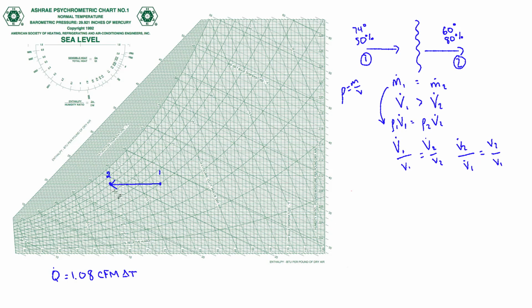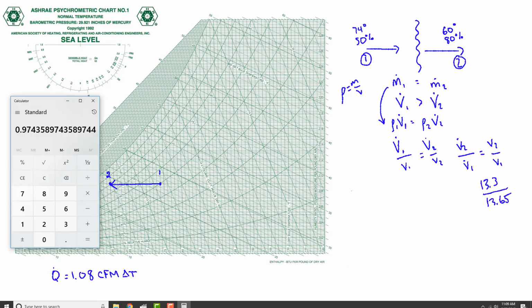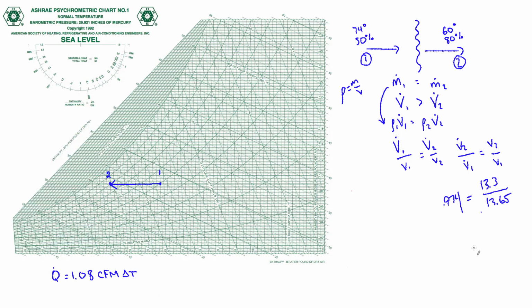So in this case, that might be something like 13.3 over 13.65. That's about 0.974, so call it 2.5%. That's how much it'll change your answer by in a typical case. And why does that actually matter in here? Because you're choosing the CFM. So you're plugging into the rule of thumb what the volume flow rate is. Should that be the volume flow rate at state 1 entering the coil or state 2 leaving the coil? The answer is it doesn't really matter as long as it's the right volume flow rate.